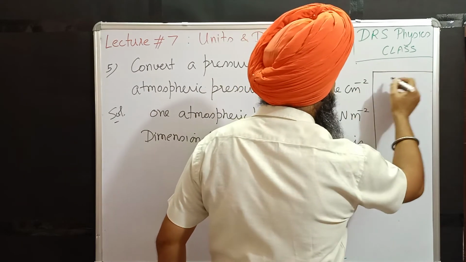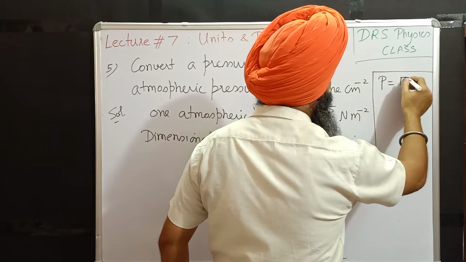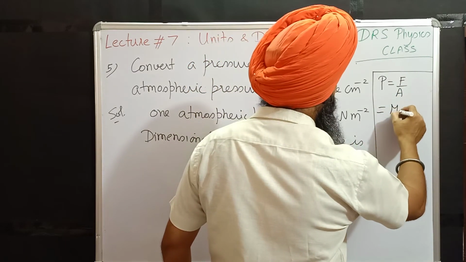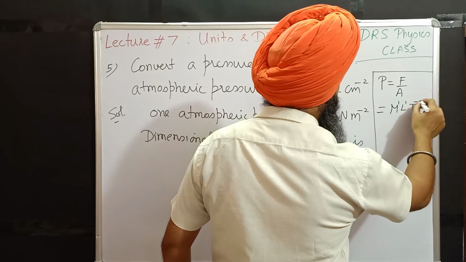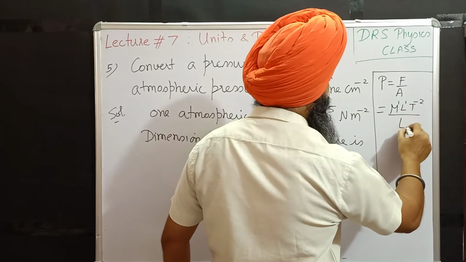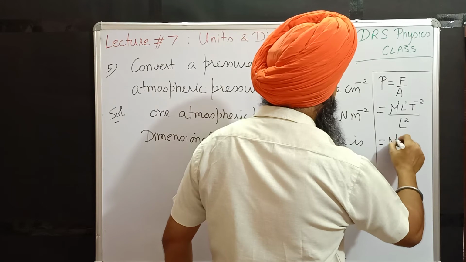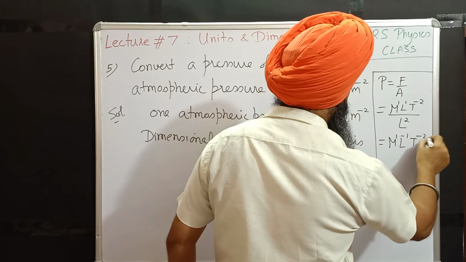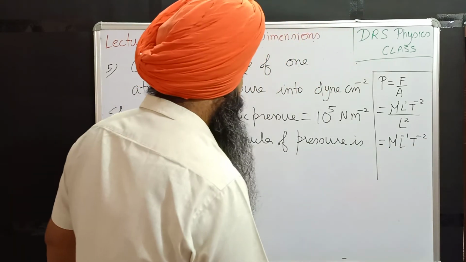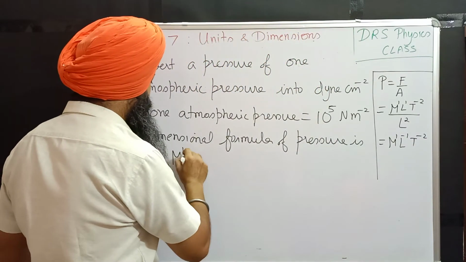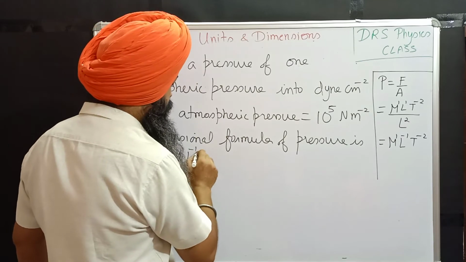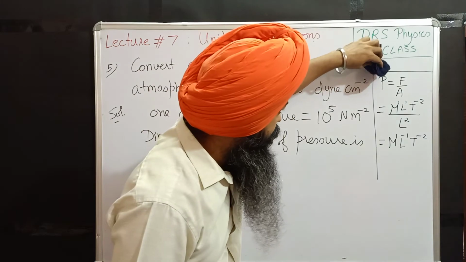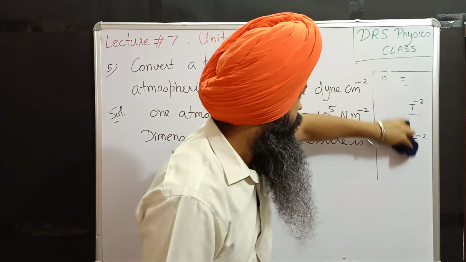We know that what is pressure here? To do in the rough work, force upon area. What is the dimension formula of force? M1 L1 T minus 2. What about area? L2. So by a simple calculation, you can clear your doubt. The dimension formula of pressure is M1 L minus 1 T minus 2. So this is rough work. I'm going to rub it.